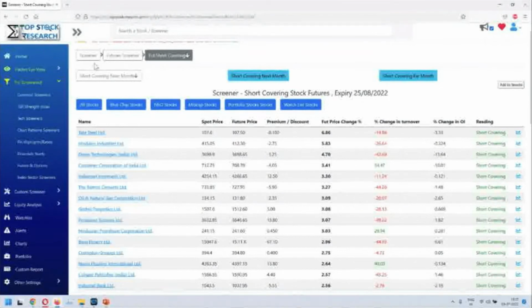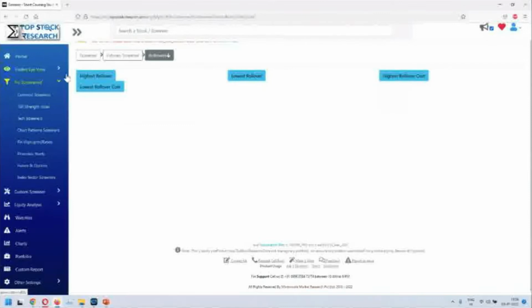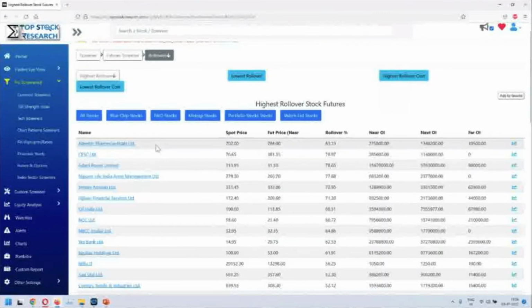The second thing which I mentioned was basically rollovers. Highest rollover was in Alembic. So that gives you a lot of interest. Apart from FII DII numbers, which somebody has asked, these are certain things which you should be looking at.